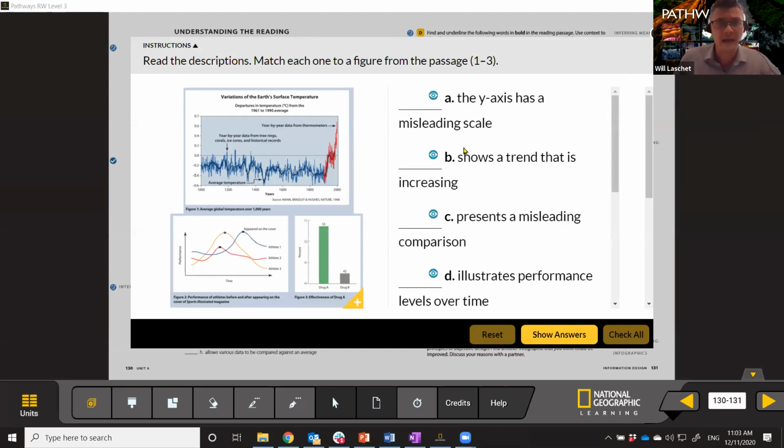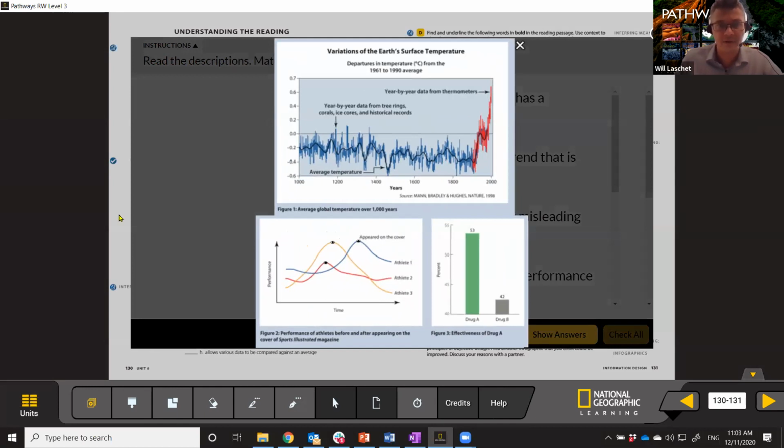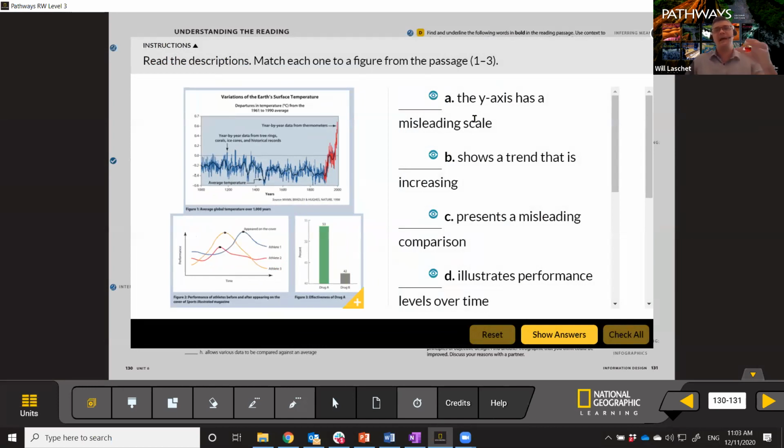So if we have a look at, here are our three visuals that we looked at. And we then have these questions here. So it says here, the y-axis has a misleading scale. You can tell me which one of these three has a misleading scale. Is it number 1, number 2, or number 3? Number 2, is it this one? I don't think it's that one. Anyone else have a go for me? Yeah, it's number 3. We talked about here starting from 40.